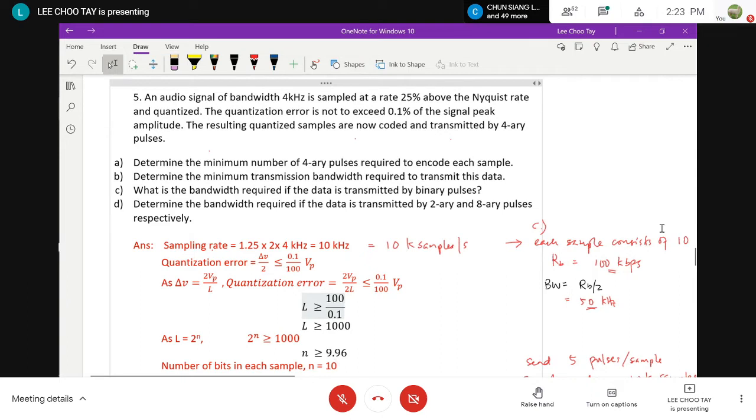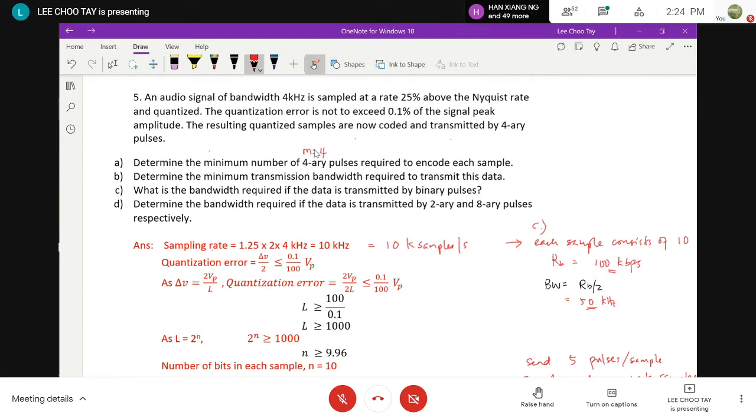Now how many M-ary pulses do we need to encode this sample? This M-ary pulse means your M is equal to 4. All right, M is equal to 4. So for M equal to 4, what is the n that you use for each pulse? How many bits are represented by each pulse? Your n will be log 2 of M.